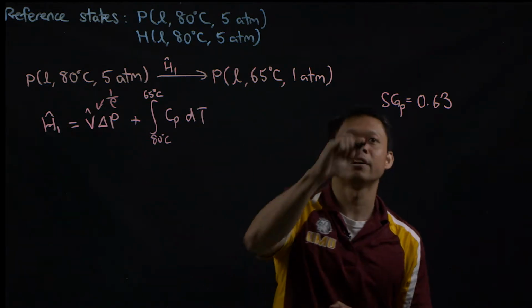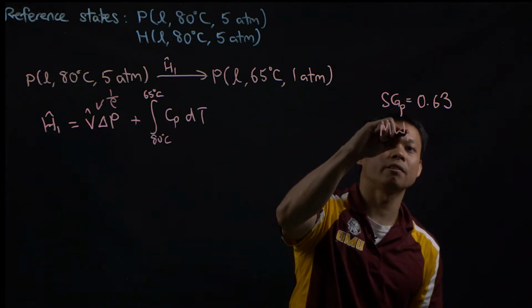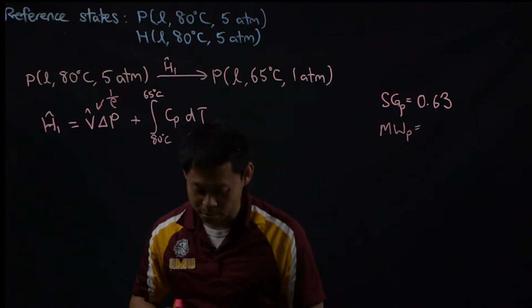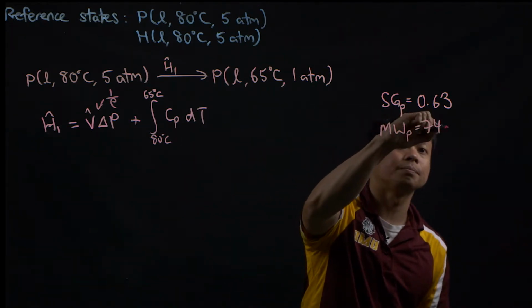The other thing we're going to need eventually is our molecular weight of pentane. So I'm just going to write it down here for now, and later you'll see where it comes into play. This is 74 grams per mole.